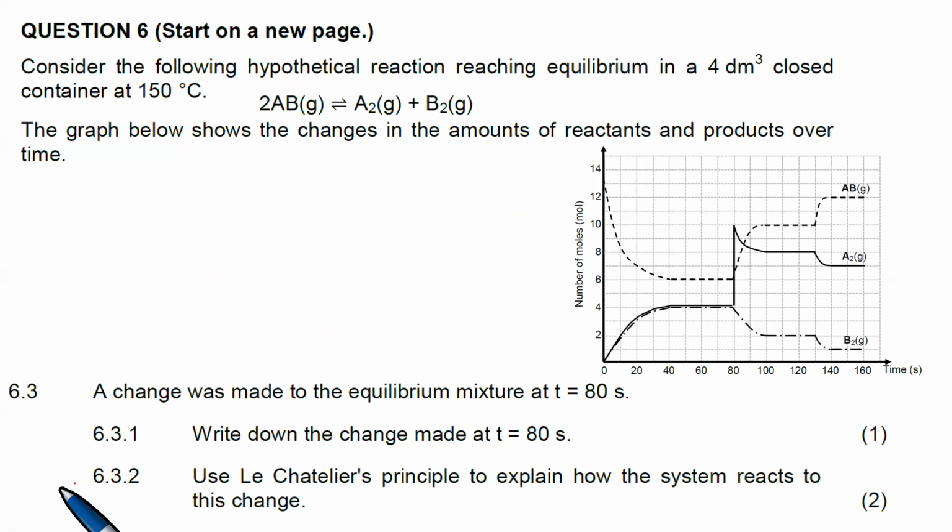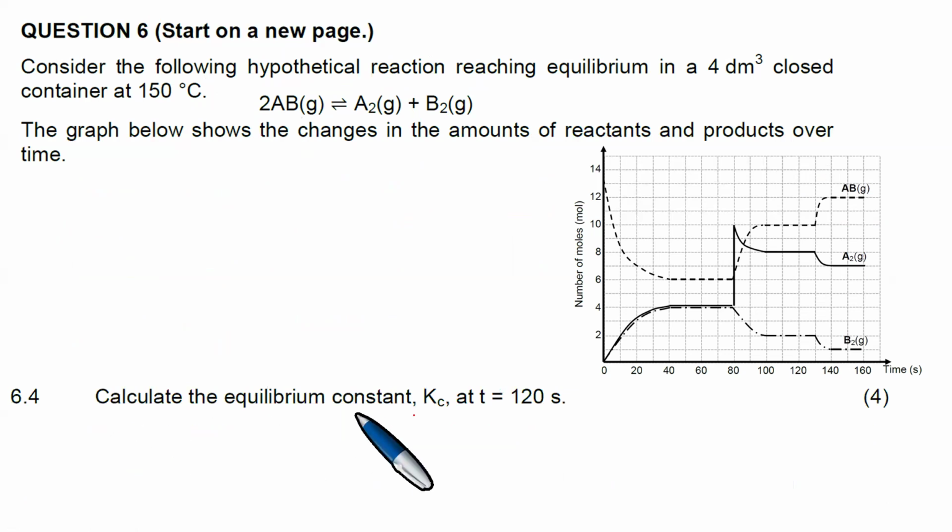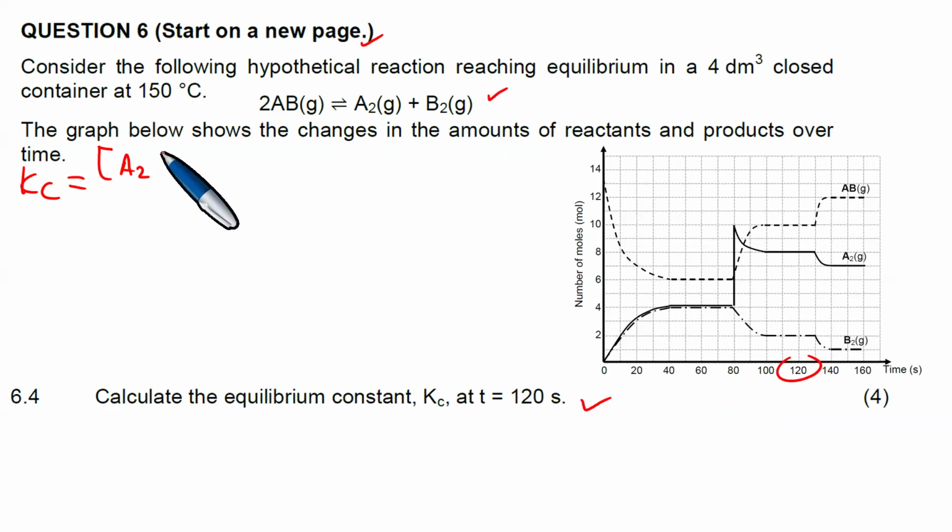I'm aware of the time. Okay, so we're done with that. Let's calculate the equilibrium constant Kc at 120 seconds. Right, so in 6.4, we already have the hypothetical reaction. So our Kc is exactly [A2][B2] divided by [AB] squared.